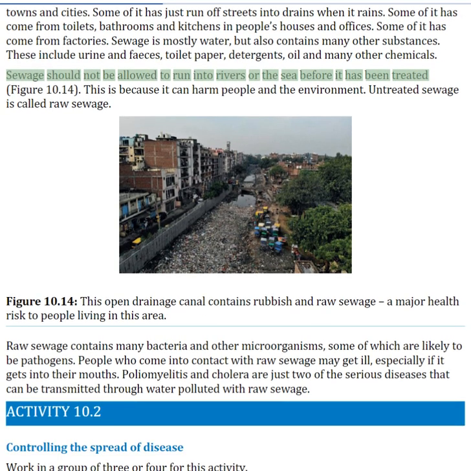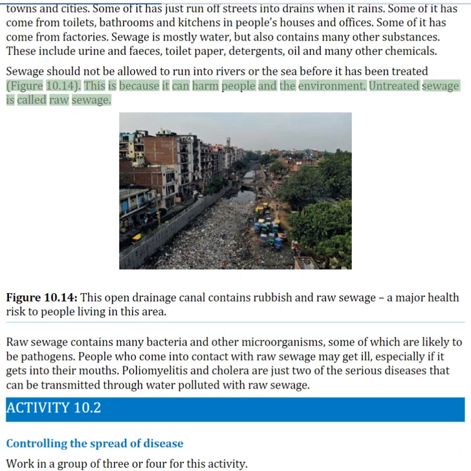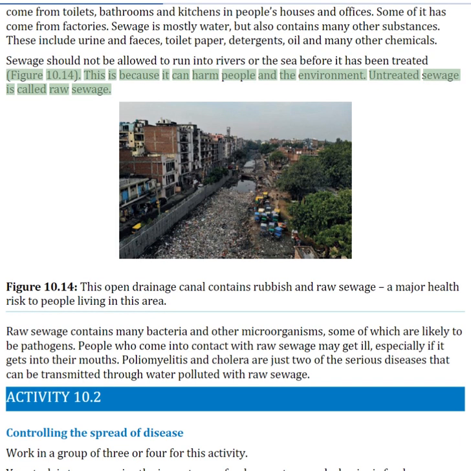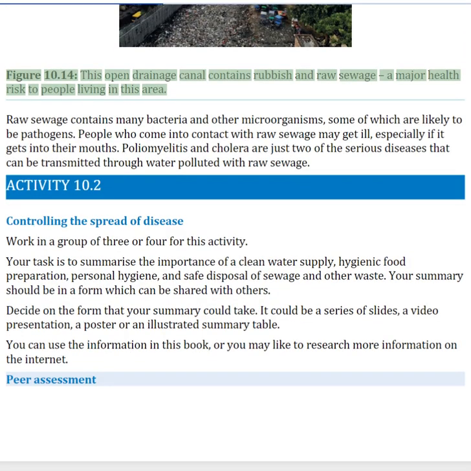Sewage should not be allowed to run into rivers or the sea before it has been treated. This is because it can harm people and the environment. Untreated sewage is called raw sewage. Figure 10.14. This open drainage canal contains rubbish and raw sewage, a major health risk to people living in this area.